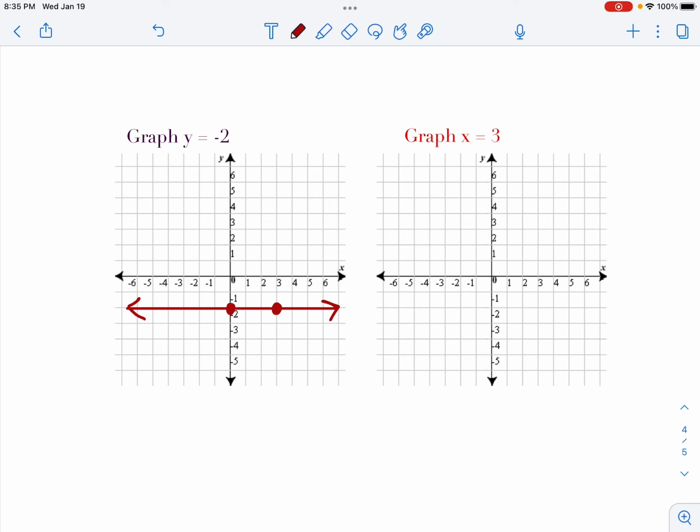In the second graph, when I have x equals a number, that means that every point on my line needs to stay at the same x value. So I'm going to have an x-intercept at +3, and then choose another point that includes an x value of +3, which would be something like 3, 5. And you'll notice now that these 2 points have created a vertical line so that every point along this vertical line has that same consistent x value of +3.